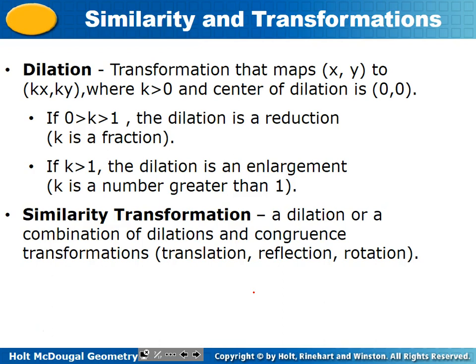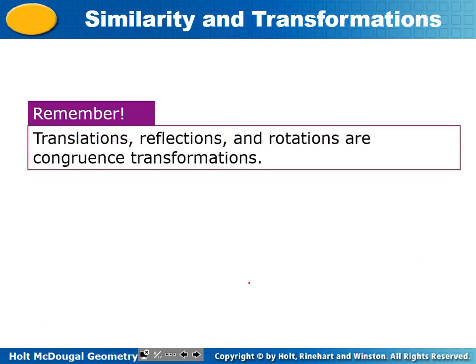So again, similarity transformations have to do with a combination of dilations, or a combination of dilations and congruence transformations. The congruence transformations are translation, reflection, rotation. The combination means somewhere in the mix there's a dilation. So we remember also that translations, reflections, and rotations are congruence transformations, whereas the dilation produces a similar figure, not a congruent figure.